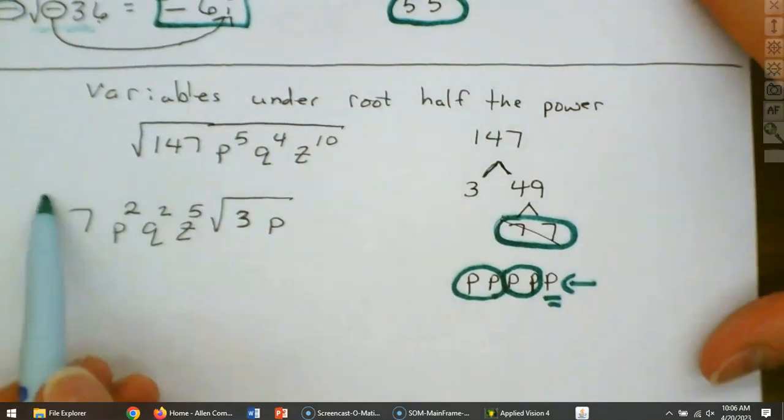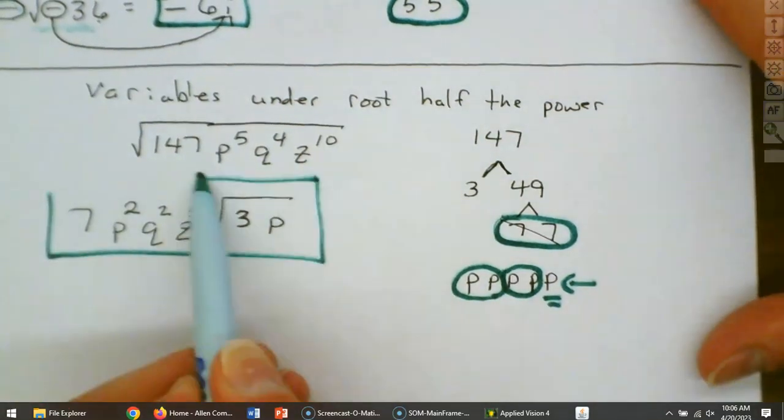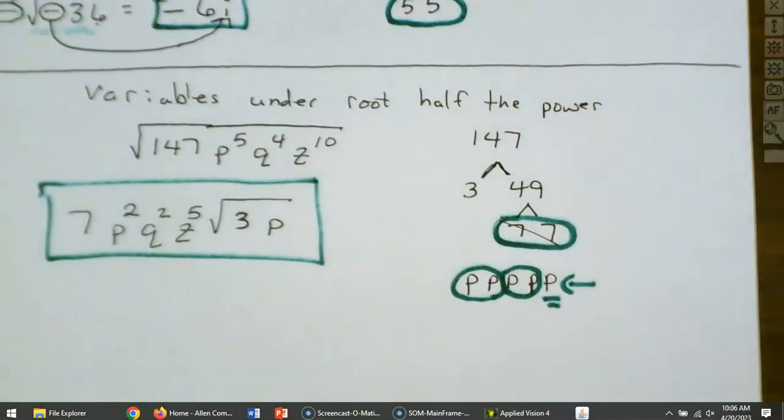That's it. That's going to be your final answer there. 7 p squared q squared z to the 5th square root of p.